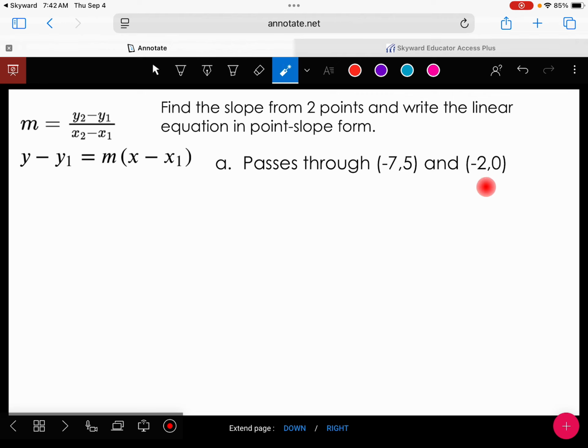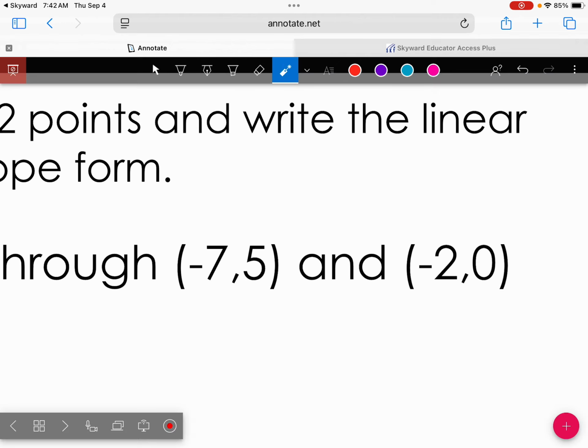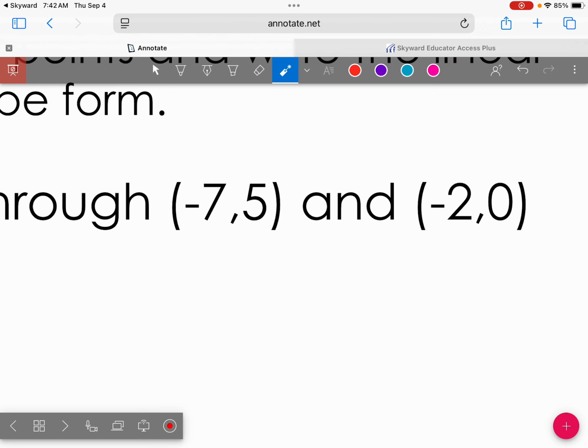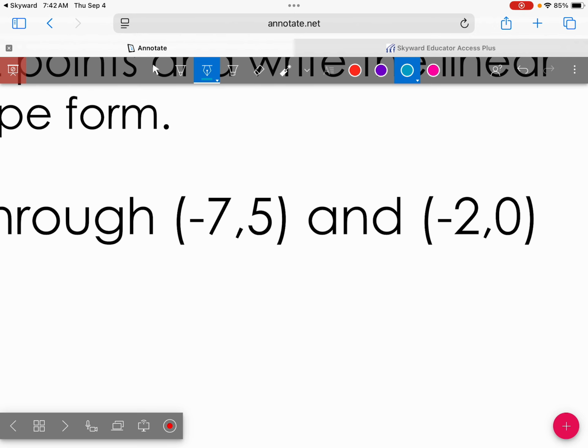We are going to name these points. It does not matter which one we name what, but we need to name one of them point 1 and one of them point 2. I have a tendency to say, okay, whatever this first one is, that's going to be point number 1. And the second one, I'll have be point number 2. It genuinely does not matter, though. So that makes this my x1 and my y1.